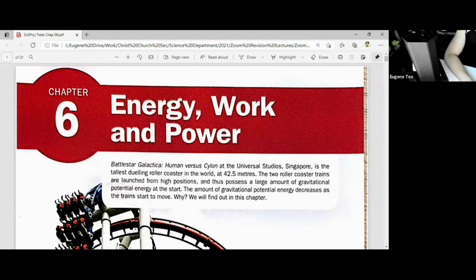Okay, for today, we're going to go through work, energy, power. So this is a relatively easier chapter, I guess, because we have been covering this since Sec 2. And I guess really in this case, energy is not something too foreign to everybody. Yeah? So let's start now.